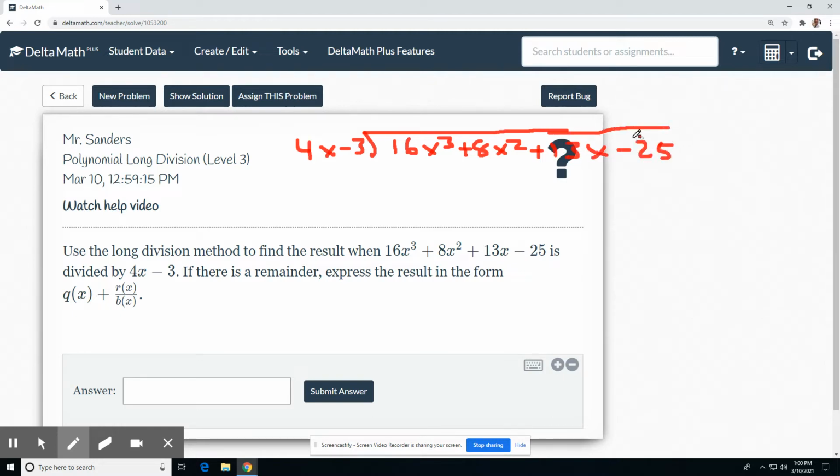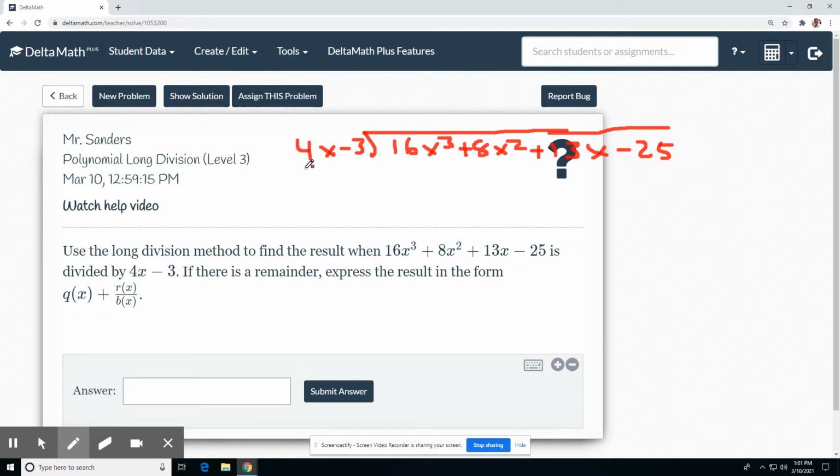All right. So we look at the leading term. It has to be the one with the biggest exponent on x, and then it goes down in descending order. So basically, we're looking at the 4x right here. And everything here has to be in descending order also. If it's jumbled up, we have to have the biggest exponent on x come first and then go down. So then we say, 4x goes into 16x cubed how many times?